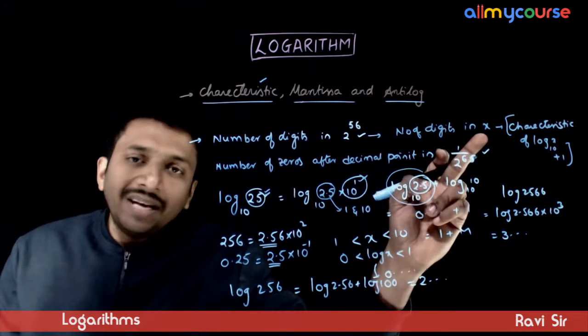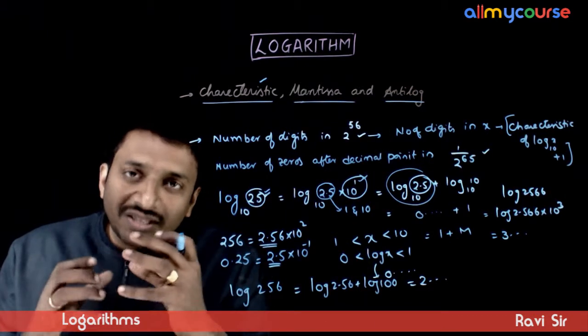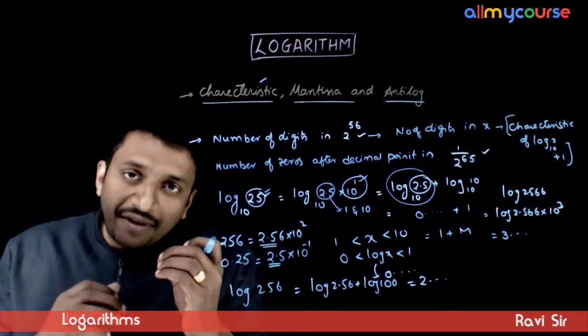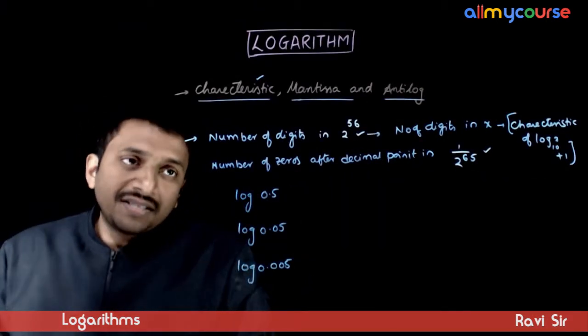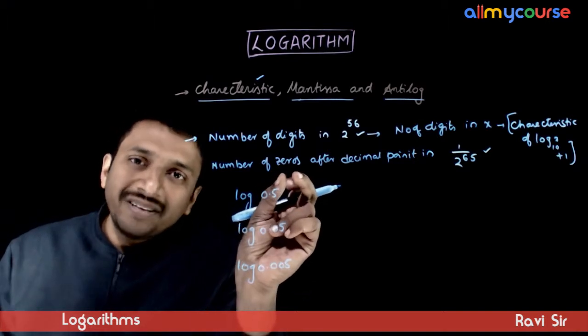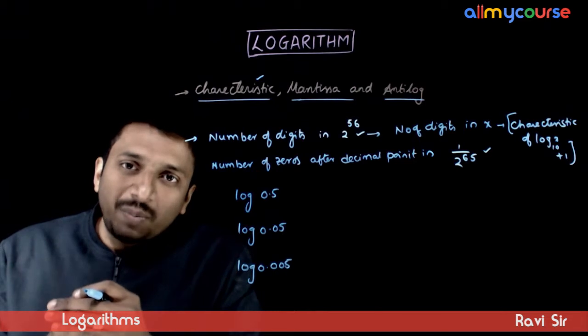So if you have a very big number and you want the number of digits, what you just need to do is calculate the log of this, find the characteristic, and add 1 to that. Next, let us try to see the pattern for the number of zeros immediately succeeding the decimal point.